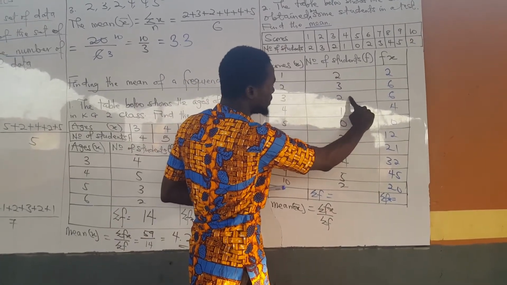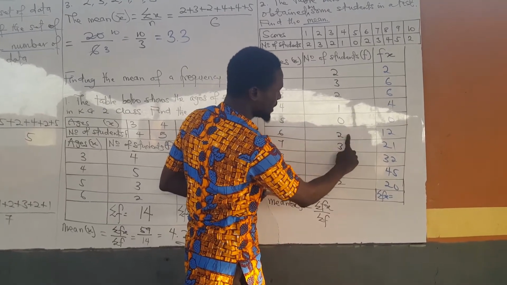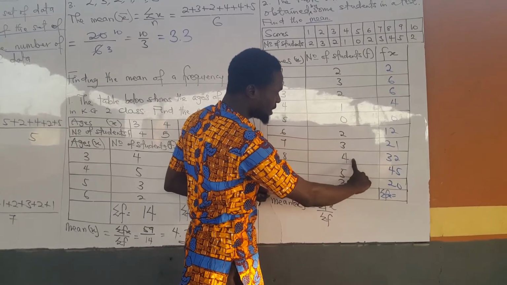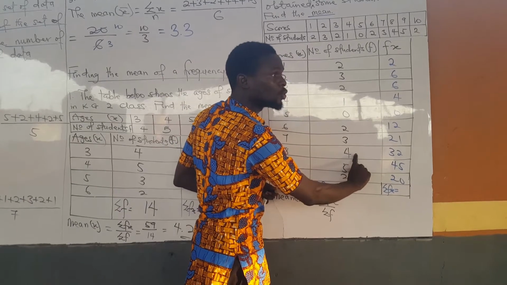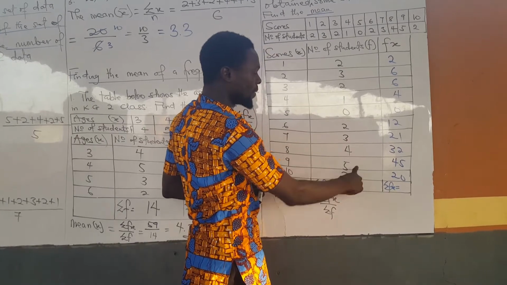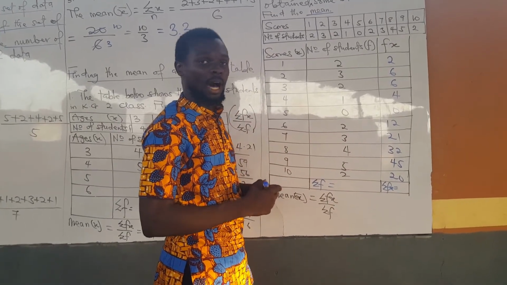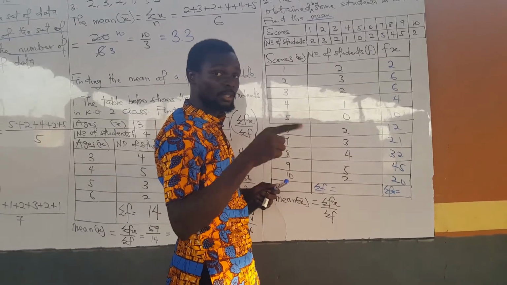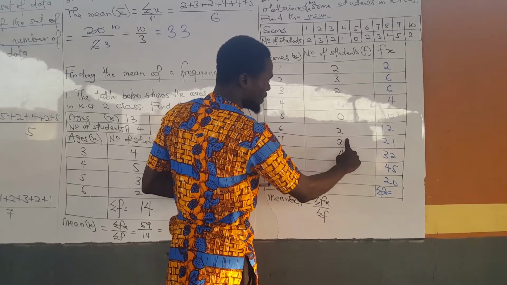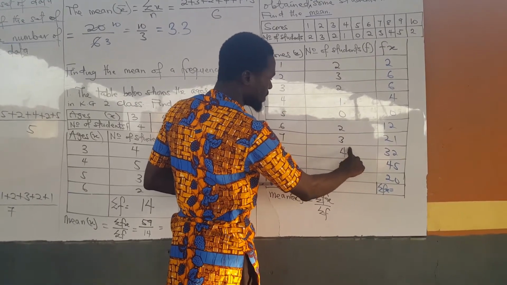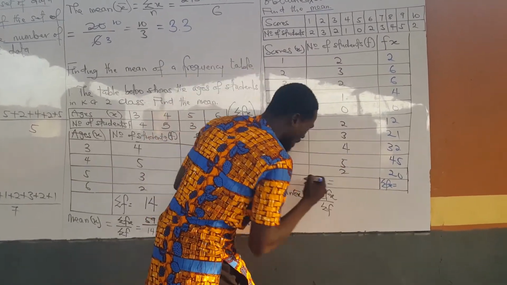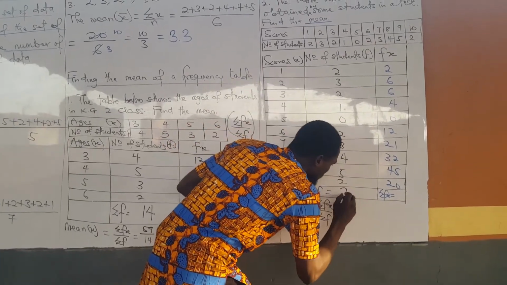Adding the frequencies: 2, 4, 6, 7, 10, 13, 17, then 17 plus 5 is 22, and 22 plus 2 gives us 24. Let's try it again, counting through them, and we get 24. So sigma F is 24.